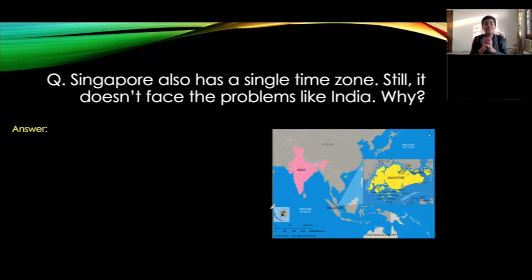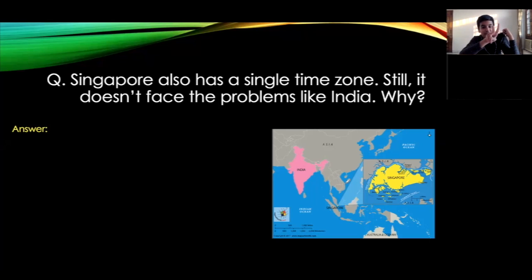Now one question for you. Singapore also has a single time zone. Still, it doesn't face the problems like India. Why? Because it's a very small size. Its meridian is single. Yeah, exactly. Because it stretches over less number of longitudes.